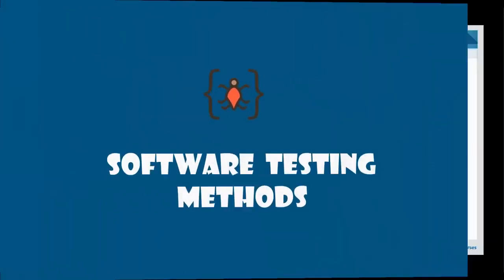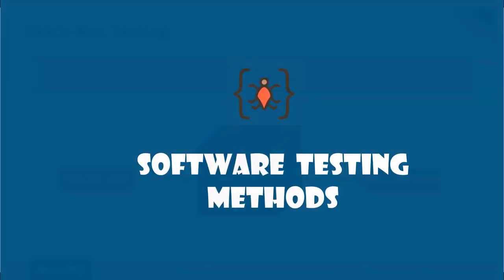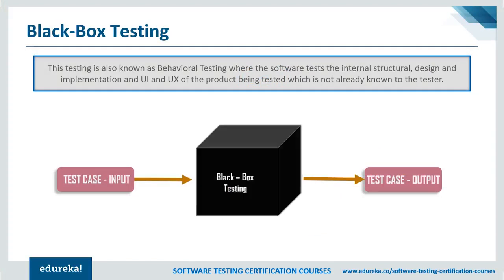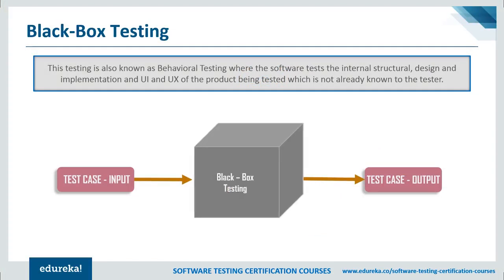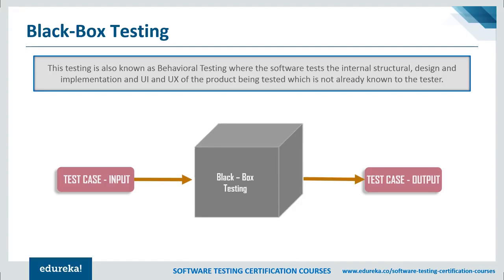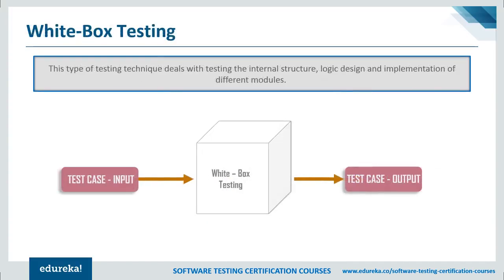Now let's see different testing methods of software. First is black box testing. This testing is also called behavioral testing, where the tester does not know the internal structure, design and implementation, and the user interface of the product that is being tested. So that is the reason it is called black box, where the input is passed as a test case to the black box, but the internal implementation details are not known to the tester and the output is being given.